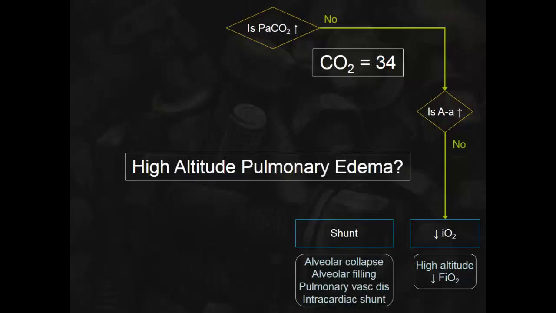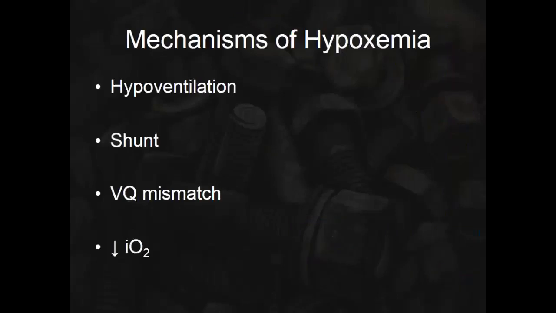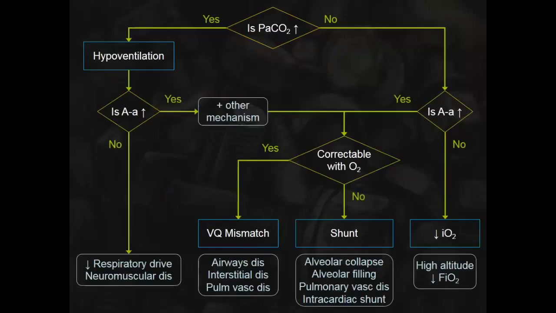So, high altitude pulmonary edema, no, because high altitude pulmonary edema causes shunt, which actually results in a high A gradient. Okay, so we talked about hypoventilation, shunt, leak, smash, and asphyxia, which is decreased inspired O2. This is the whole algorithm. I'll send it to the chiefs, and they can send it to you only if you ask for it. It's not going to go out automatically.